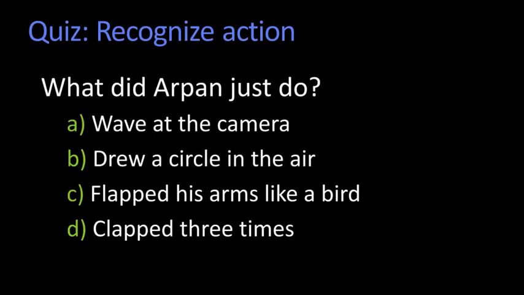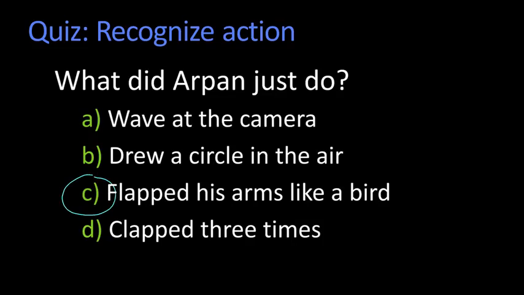So here's a quick quiz. What did Arpan just do? Well, what Arpan just did is he flapped his arms like a bird. Not such a great bird, but a bird, okay? And the question you might ask is, how would I get a computer to do that? Well, the good news is, at the very end of this class, we'll give you at least a few ways that you could actually think about a computer processing video that would be able to recognize simple actions done by a person.